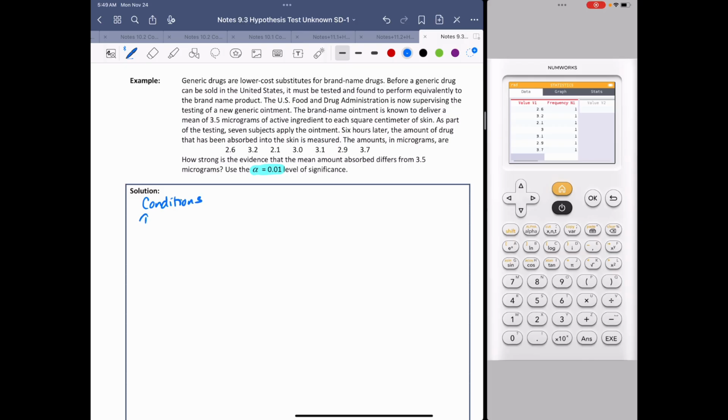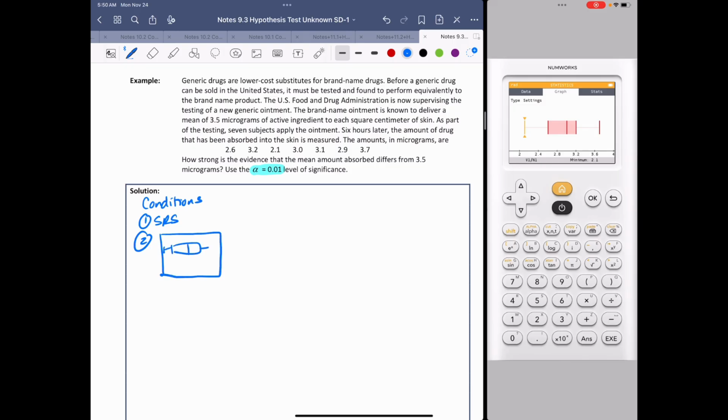I've got an SRS, and the data set's too small for CLT, and it doesn't mention normal, so I'm going to graph it. And when you graph it, it looks fine, and it's always going to look fine. And what we're going to say is no outliers or strong skewness, normal, check.